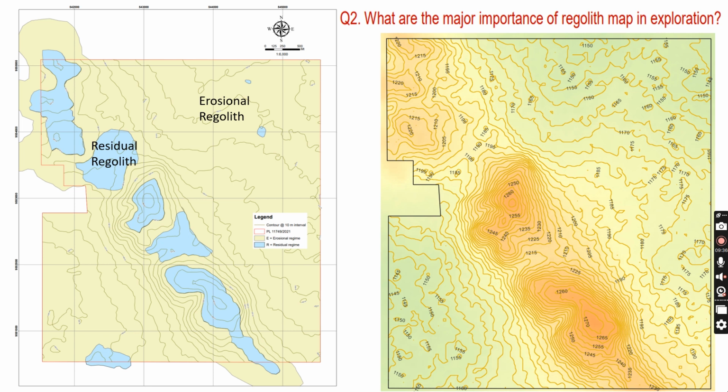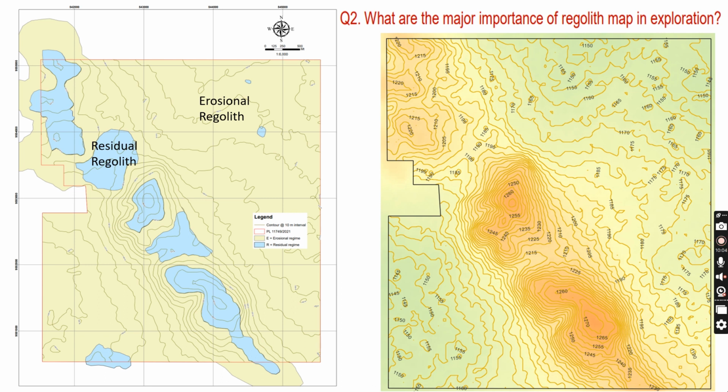However, it is also important to note that identification of transported regolith is significant because, unlike in situ regolith, transported regolith data cannot provide information on the rock below, but it can give you information regarding the source area in the possible upstream provenance. So the following factors are significant in the application of regolith in exploration.